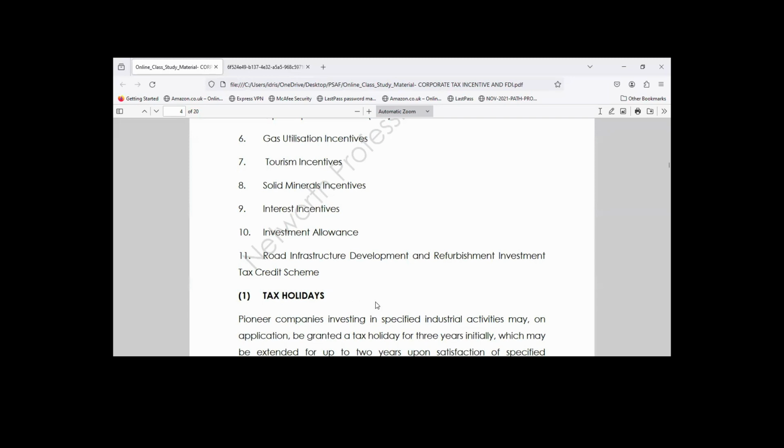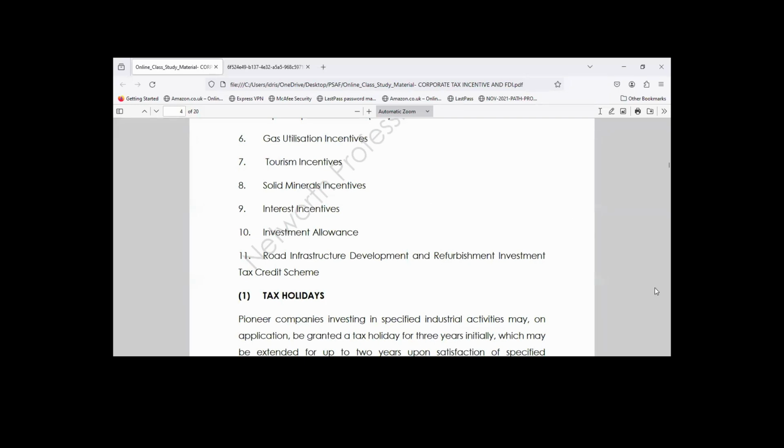Pioneer legislation means there are some companies that, if they establish in Nigeria and start manufacturing goods in Nigeria, are going to improve the economic growth and development of Nigeria.